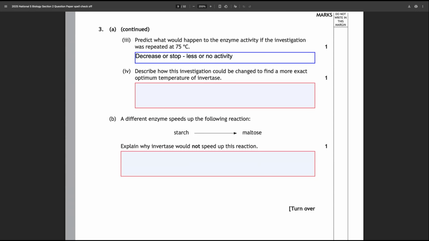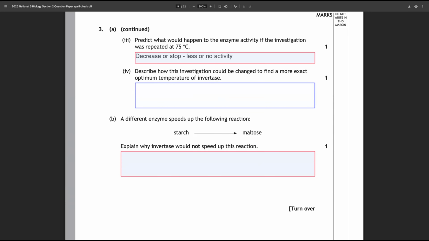And when you're asked to predict what would happen, it's usually an increase or a decrease, depending on whether it's a temperature increase from a lower to a slightly higher temperature, or usually it's a decrease when you get in very high temperatures like 75 degrees. Part 4. Describe how this investigation could be changed to find a more exact optimum temperature of invertase.